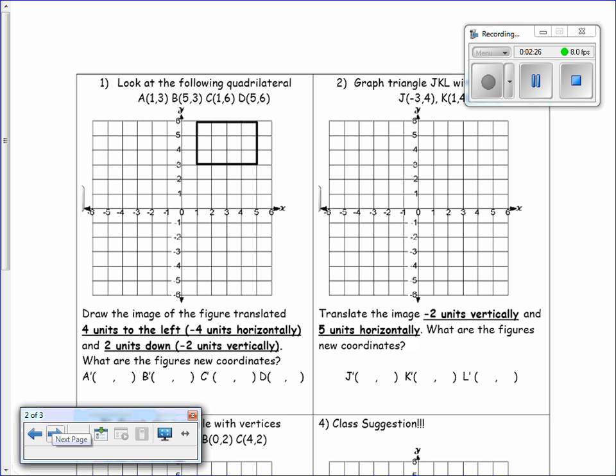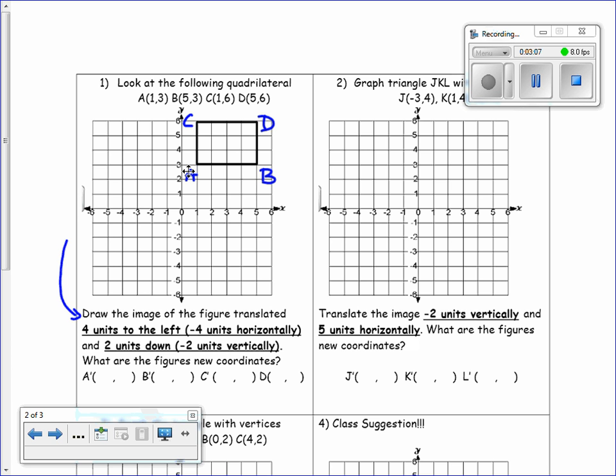Look at the following quadrilateral. A is (1, 3), B is (5, 3), C is (1, 6), D is (5, 6). Okay, so I'll just go ahead and label these A, B, C, and D. Okay, so here is our quadrilateral, or our rectangle. Now it says draw the image of the figure translated 4 units to the left, or -4 horizontally, and 2 units down, -2 vertically. What are the figure's new coordinates?